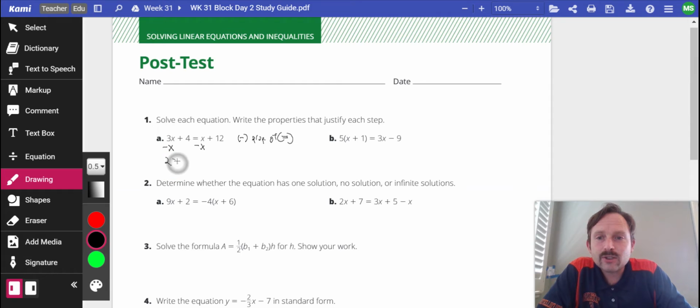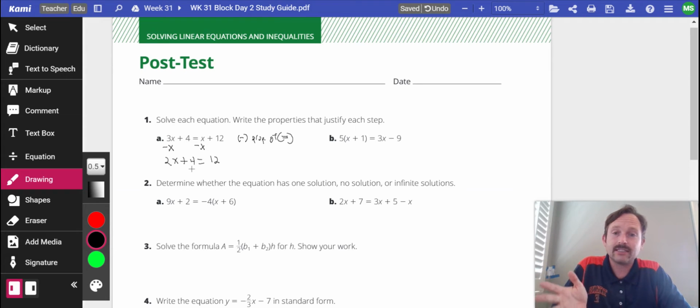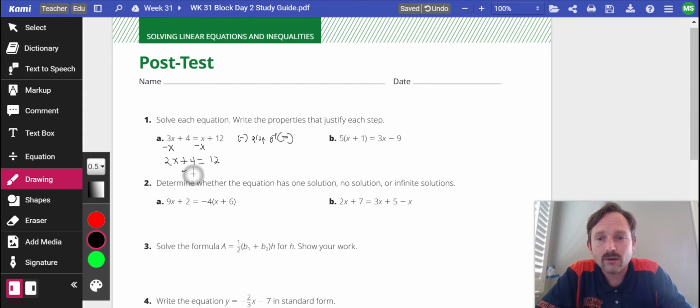So when I do that, I get 2x plus 4 is equal to 12. Now, I could divide by 2 because all of the terms are divisible by 2. But I'm going to subtract by 4 on both sides, making sure that I do it on both sides. So when I subtract by 4 on both sides, this is the subtraction property of equality. Now, I see I don't have a lot of space, so I'm going to rewrite it up here. I get 2x is equal to 12.